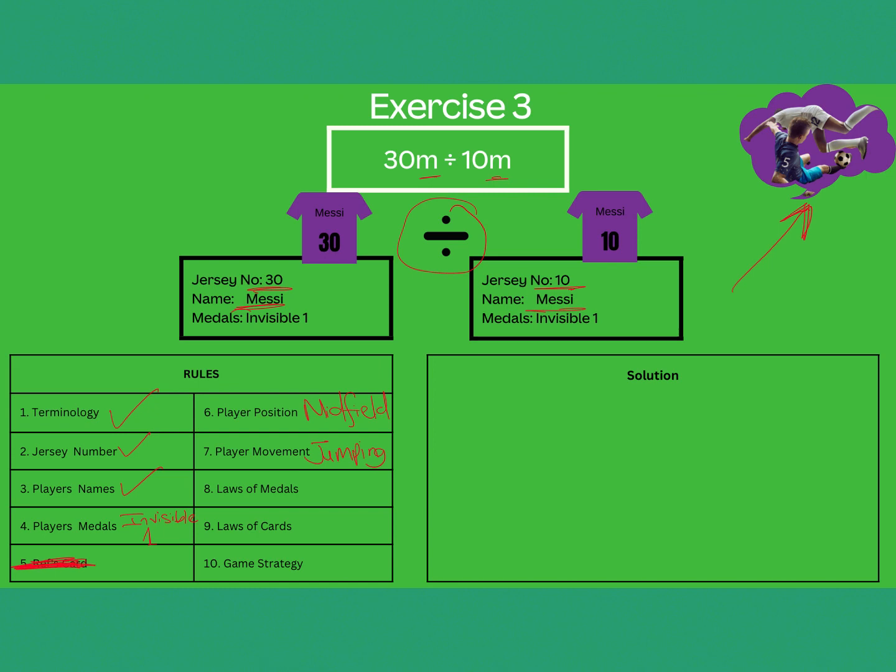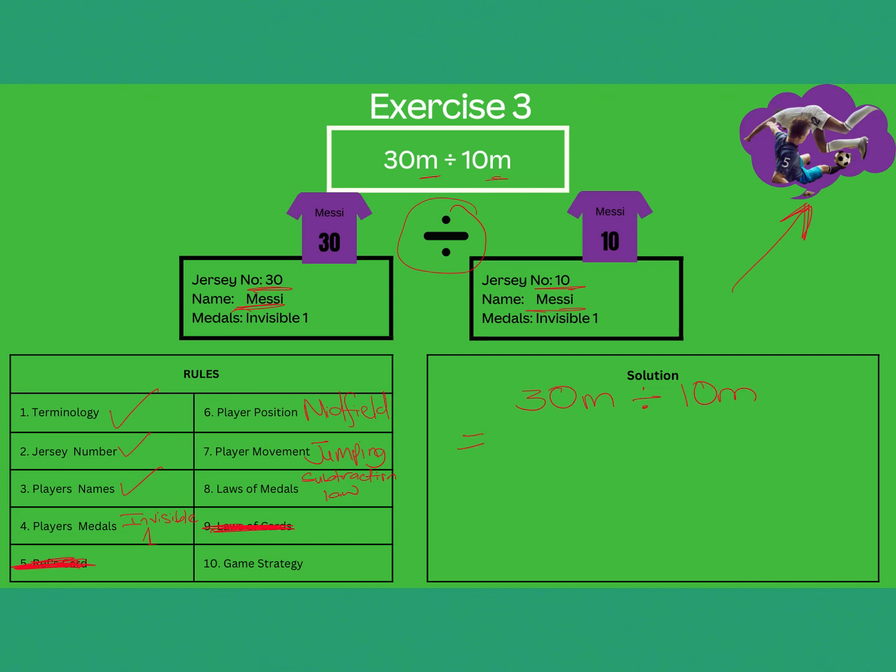Then laws of medals, we must think of which law is applicable. When we have jumping players, we have to subtract our medals. So we have the subtraction law. Then the laws of cards, we don't have cards, therefore we don't have laws of cards. Then we must apply our game strategy. So it says jersey number 30, Messi, divided by jumping over jersey number 10, Messi.